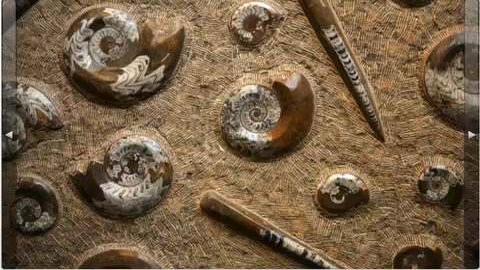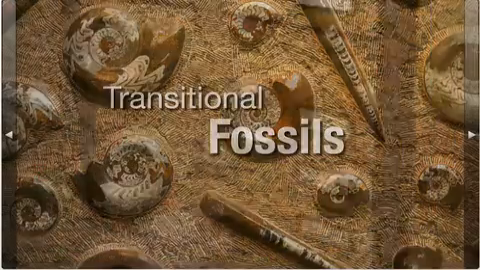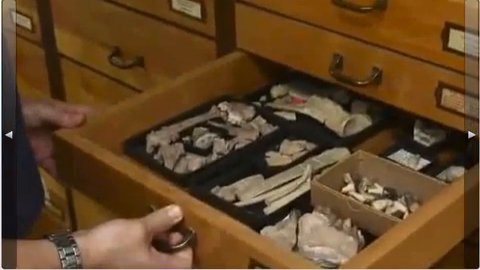Fossils provide further evidence of common ancestry. Transitional fossils are intermediate in form between two kinds of organisms. They provide examples of change over time and reveal when certain traits first appeared during the course of evolution.